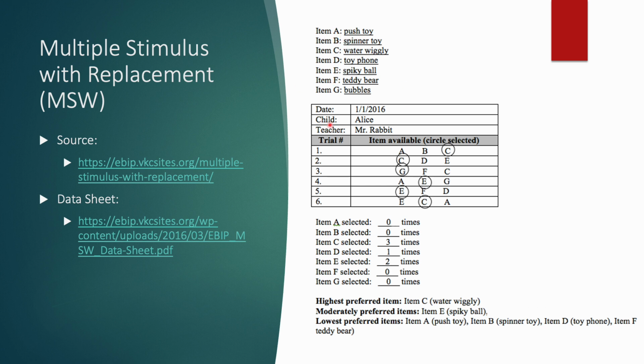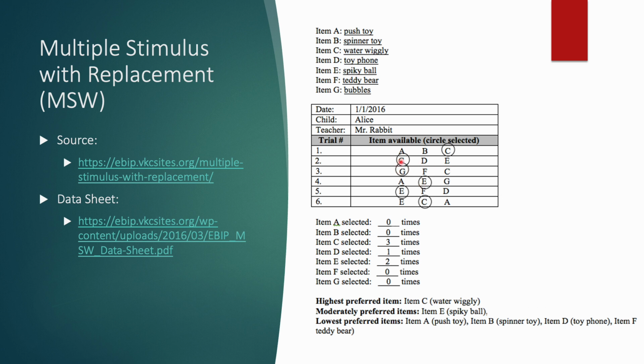Each item is going to be associated with a letter, and then based off of the choice that's made. Let's say you run trial number 1, and you present A, B, and C together. That would be the push toy, the spinner toy, and the water wiggly. If C is selected, you're going to place C again in the array. You're going to switch the position of the item, so that's the water wiggly. The water wiggly was selected, so you're going to keep it in the array and switch the other 2 items. So you will write down that you presented the water wiggly along with the toy phone and the spiky ball.